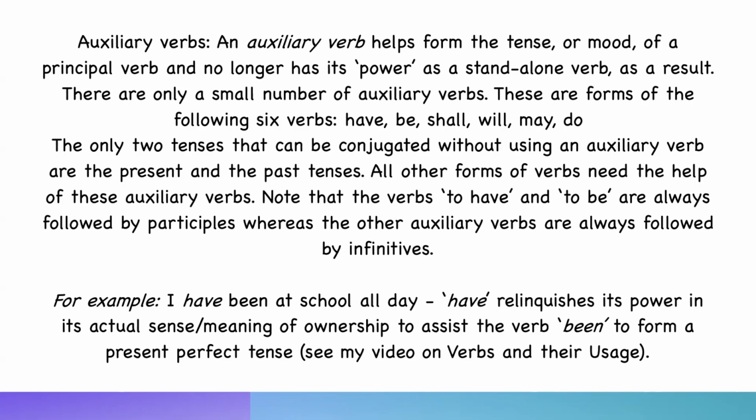Note that the verbs to have and to be are always followed by participles, whereas the other auxiliary verbs are always followed by infinitives. Have a look at these examples. I have been at school all day. Have relinquishes its power in its actual sense or meaning of ownership to assist the verb been to form a present perfect tense. Again, have a look at the video.